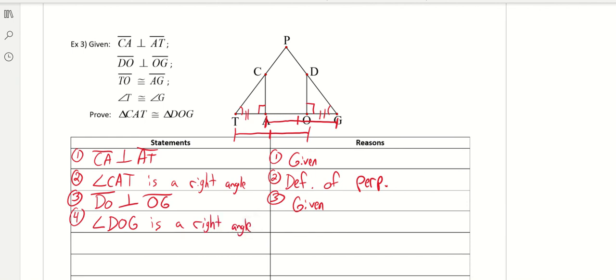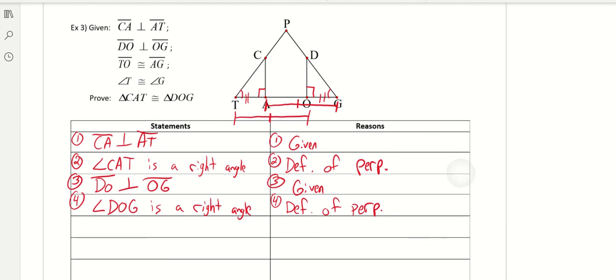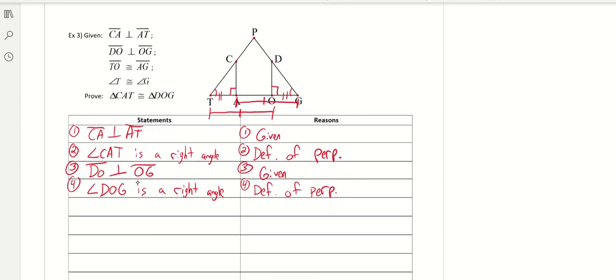How did I know angle DOG is a right angle? Definition of perpendicular. Okay. Let's go back to the given information. Number 5, TO. Oh wait, no, before we do that, if CAT is a right angle and DOG is a right angle, remember we need to show that angles are congruent to angles and sides are congruent to sides. We now know that angle CAT is congruent to angle DOG. See if you can remember that reason. How did we know CAT and DOG are congruent?